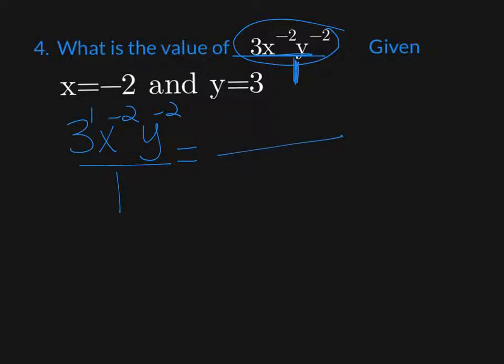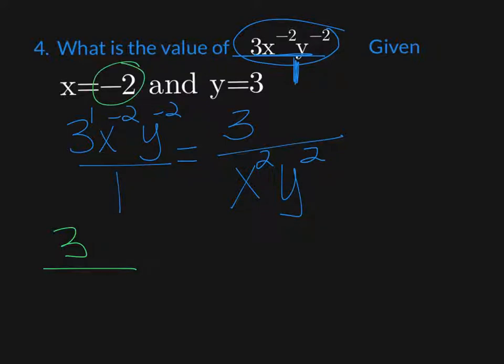So the 3 has a positive 1, it is staying. The x has a negative exponent, so I'm going to move it down and make it positive. The y also has a negative exponent, so I'm going to move it down and make it positive. Okay, do that first. Now let's do a substitution. Okay, so I have 3. All right, now instead of x, I'm going to put negative 2.